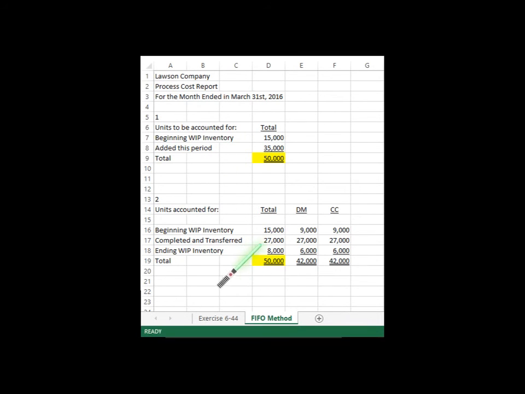Completed and transferred similarly remains the same, which is the full amount. However, ending work in process inventory is still going to be multiplied by the 75% complete, as it would have been in the weighted average method. And the answer is the total is still going to balance right here, 50,000, same amount of units. And also 42,000, the total direct materials and conversion costs, balances, plus it's going to be less than the total, which is a good check.